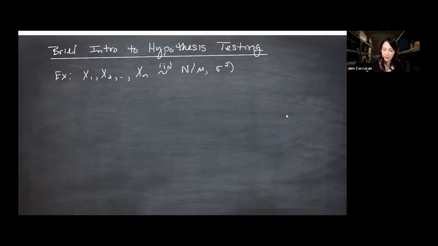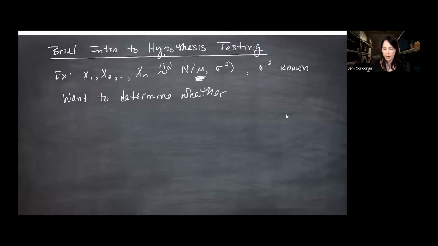So in this example, I'm going to assume that sigma squared is known. Just like with confidence intervals, it's a building block. We'll get rid of that. And so we want to look at the sample, and there's some true mean mu sitting out there, like for the overall population. And from the sample, we want to determine whether, in this example, mu is less than or equal to 3, or mu is greater than 3.